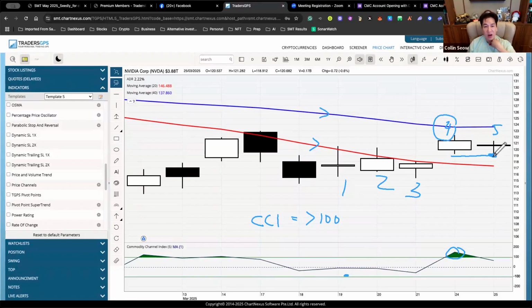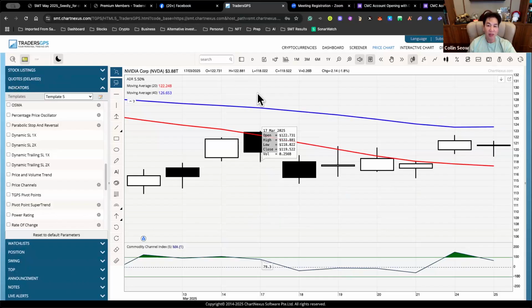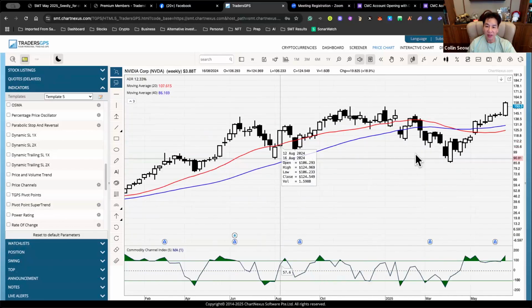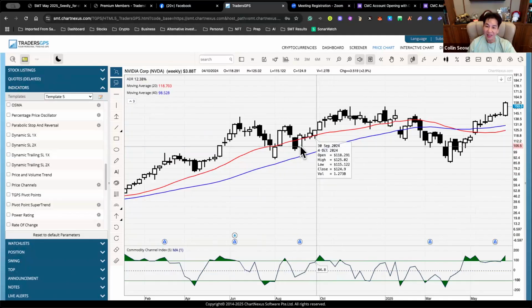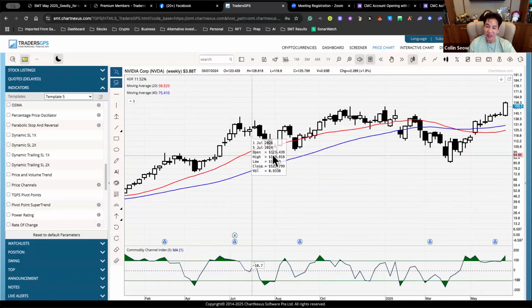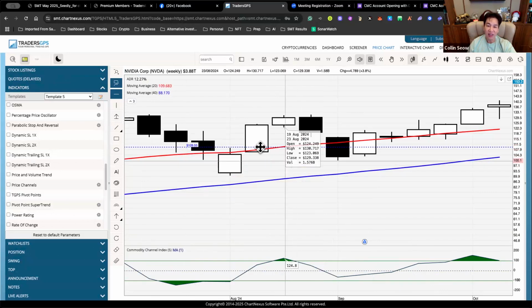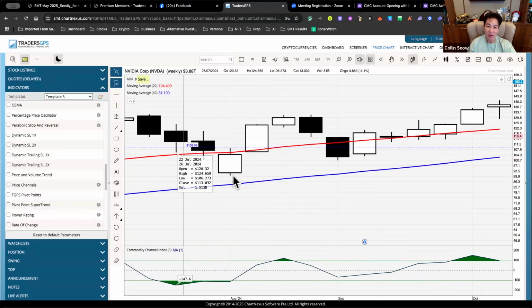Next, let's talk about stop loss. Stop loss, just now on the weekly chart. On the weekly chart, your trigger is, I think, this one. The trigger is here. 1, 2, 3, 4, 5.